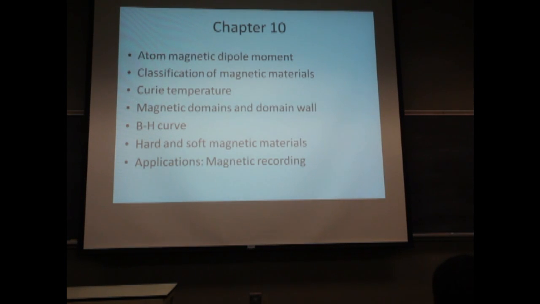Chapter 10, you just learned chapter 10, magnetic material. Magnetic dipole moment for an atom. Then, how many magnetic materials are available, and how to define each of them. Curie temperature describes the temperature effect on the magnetization. Magnetic domains and domain walls exist in any magnetic material. The BH curve describes hard and soft magnetic material, and applications such as magnetic recording.